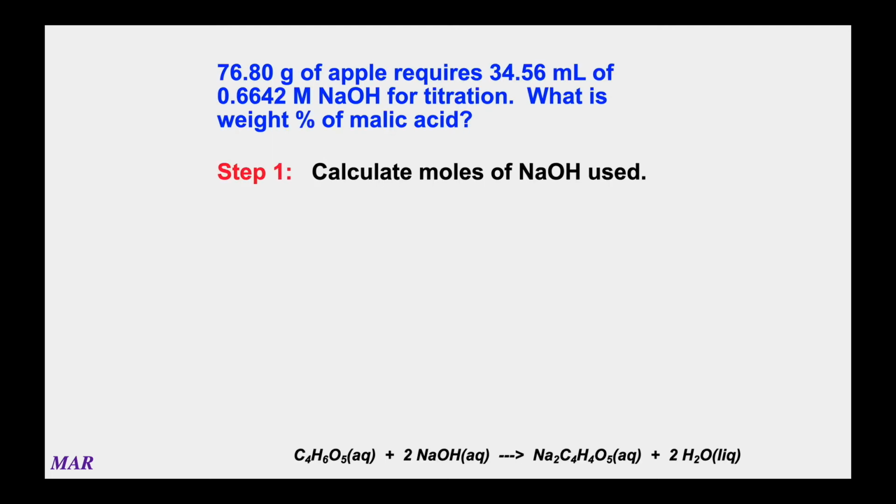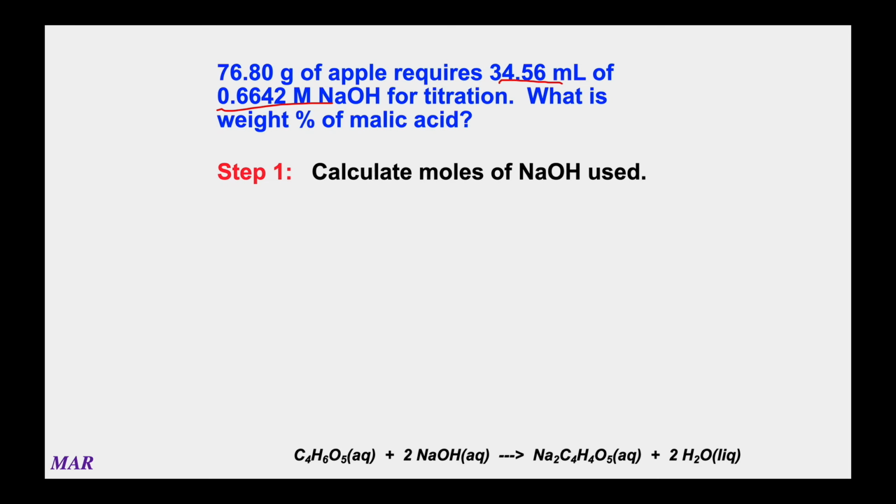Like before, we're going to do a mole-to-mole conversion. In this case, it's going to be moles of sodium hydroxide turned into moles of malic acid. We don't know how much malic acid is in the apple, but we do know the volume of the sodium hydroxide and the concentration of the sodium hydroxide. So 34.56 milliliters divided by what is going to give us liters? Yes, 1,000. 34.56 divided by 1,000 will give us an answer in liters of sodium hydroxide, and we'll multiply that by 0.6642 moles per liter to get moles.